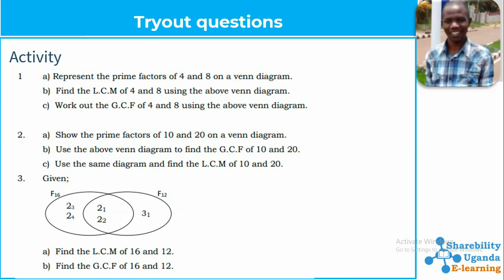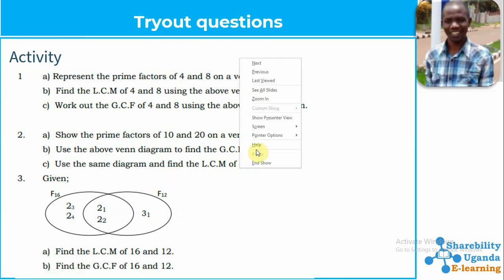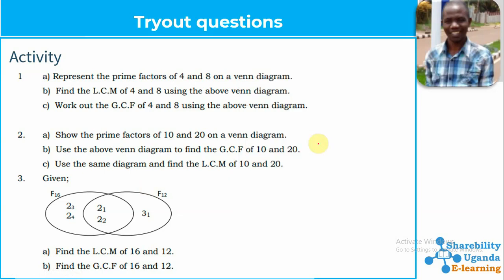For example, as you can see here, we have been given questions. They are here in our activity. We are going to use the concept that we learned of how we can represent prime factor numbers on a Venn diagram. Here we have been given question 1, and part A says, represent the prime factors of 4 and 8 on a Venn diagram.